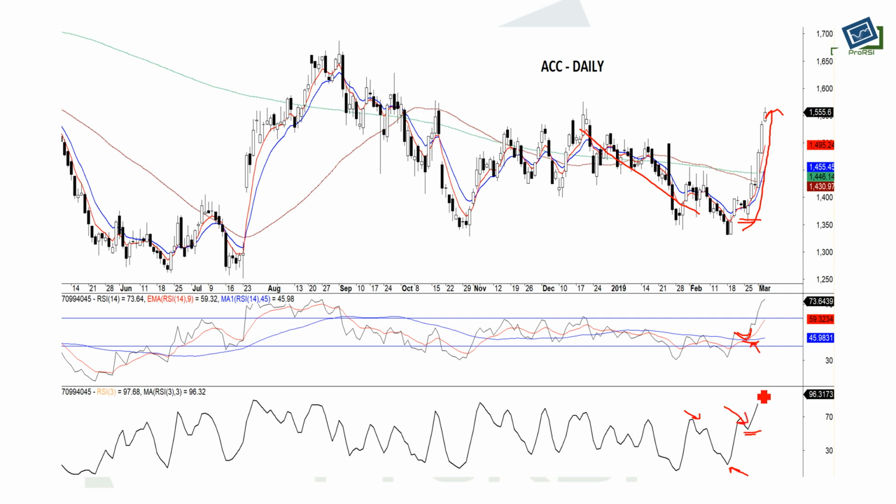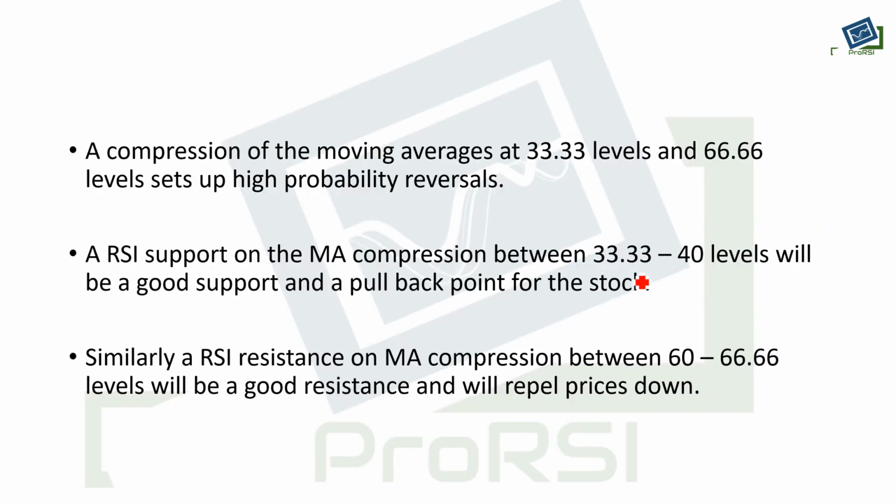So this is a very good signal and a very good utilization of the RSI EMA. Now another way to look is a compression of moving averages at the 33 and 66.66 levels. When I am talking about RSI levels and the moving averages get compressed, this is the 9 moving average and this is the 45 moving average, and they are getting compressed at the 33 levels of the RSI, and similarly they are getting compressed at the 66 levels of the RSI.